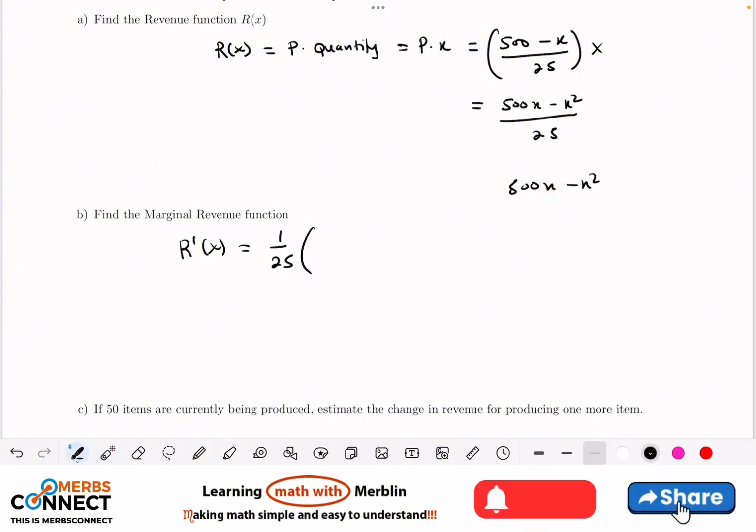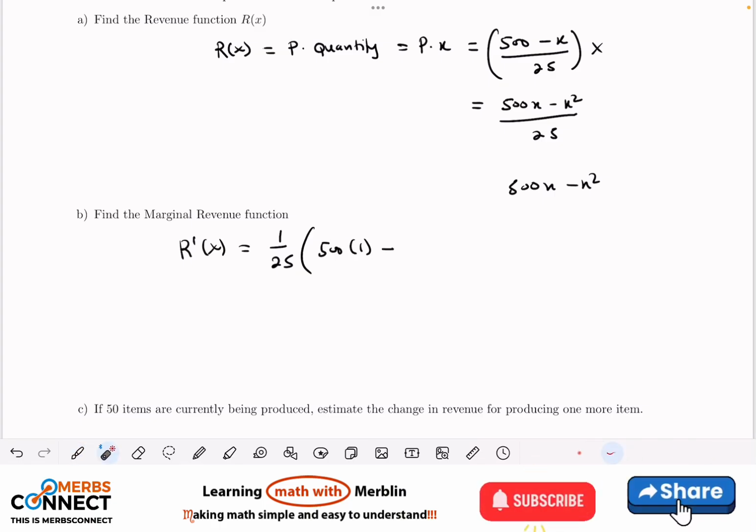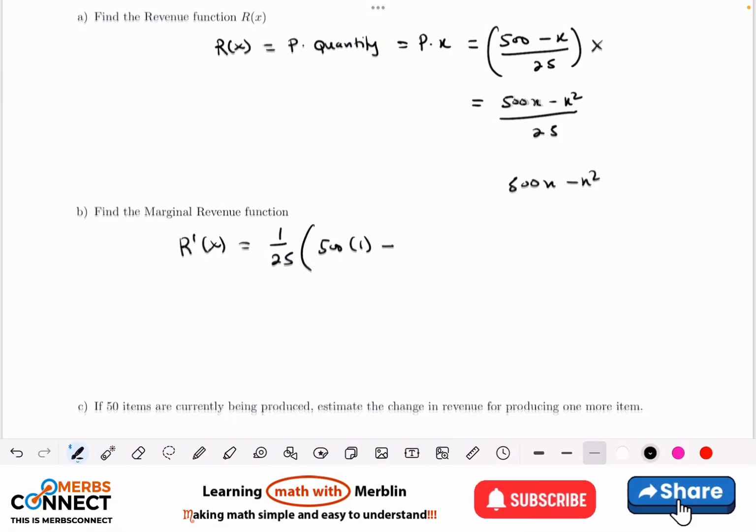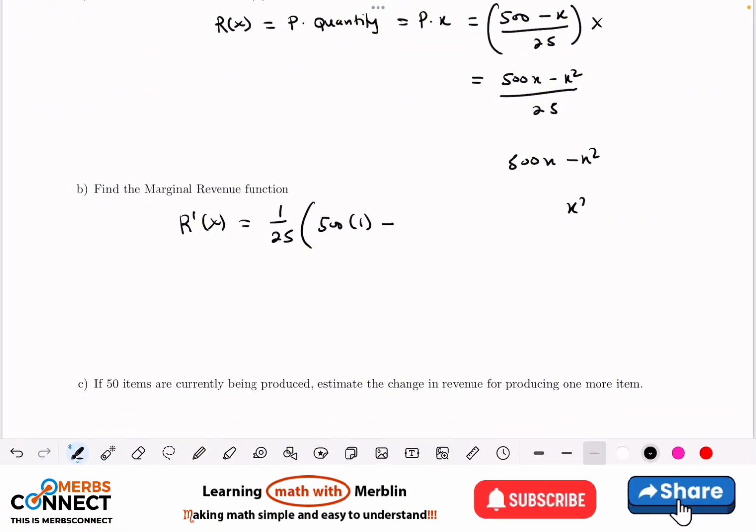So when I differentiate x, I get 1. So it means that I'm going to have 500 times 1 minus, when I differentiate x squared, what am I going to get? As we learned from the power rule, x squared differentiates to 2x to the power 2 minus 1, which gives us 2x. So drop the 2 down, maintain the function, and subtract 1. So this is going to give us 2x.